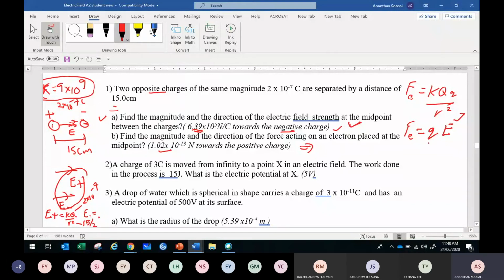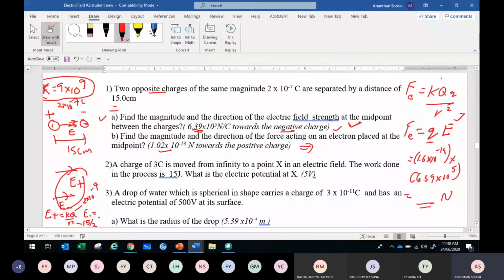So we just multiply by the charge of the electron, 1.6 times 10 to the power of negative 19. Multiply by the electric field strength at that point, which we calculated earlier, 6.39 times 10 to the power of 5, and that would give us the answer in newtons.